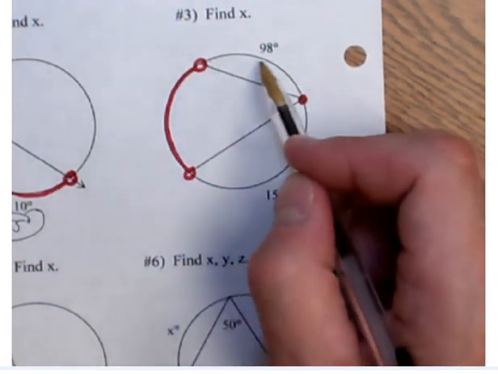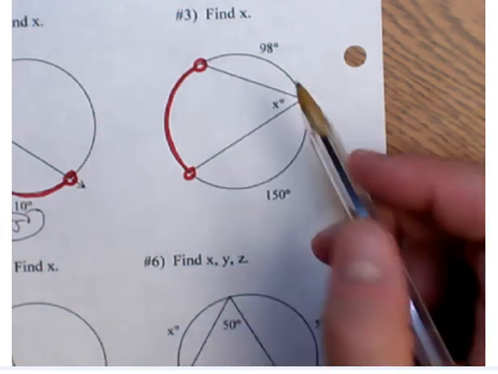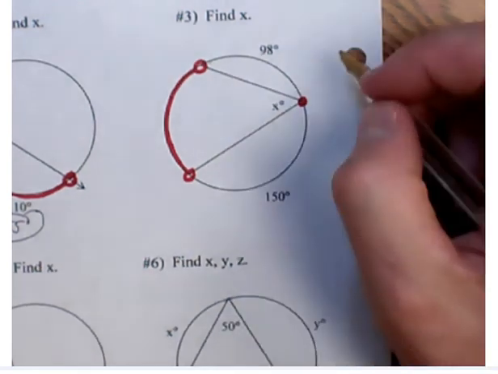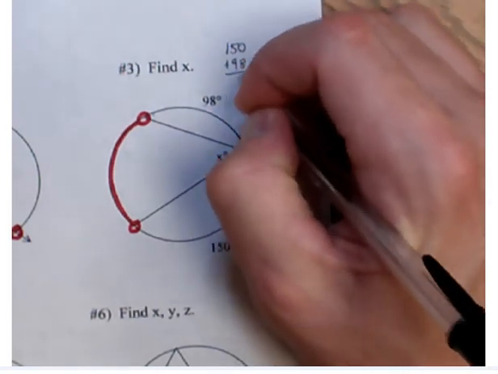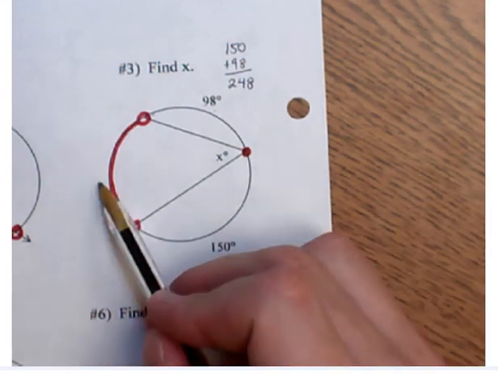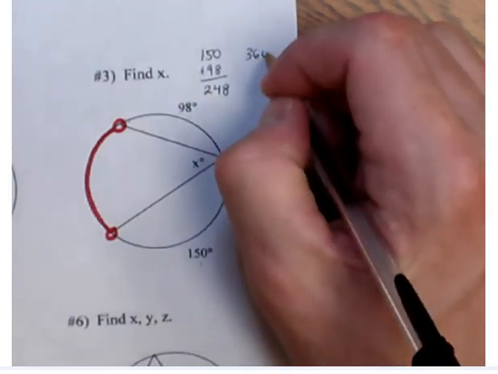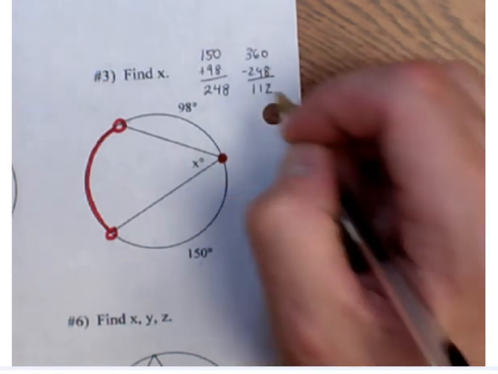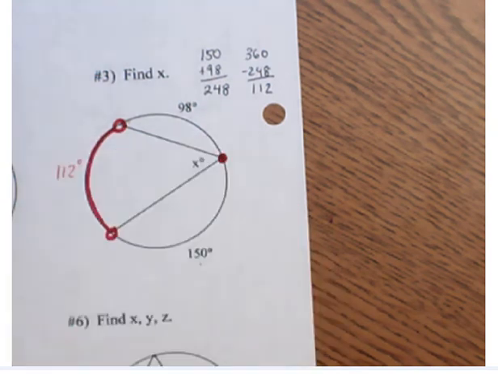and you know that the total of all the arc measures in a circle is always 360 degrees. So let's take the 98, let's add it to the 150. So 150 plus 98 is 248 degrees. Now we need to find out what's left over. We can do that because we know that the total is 360, so let's subtract 360 minus 248, and we get 112 degrees. Okay, so we know that this is 112 right here.